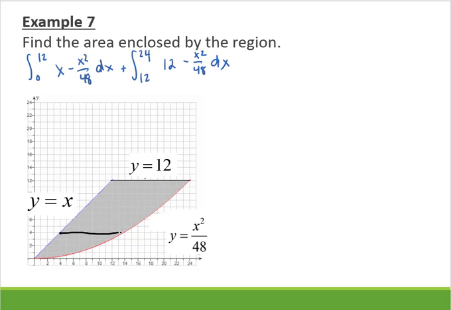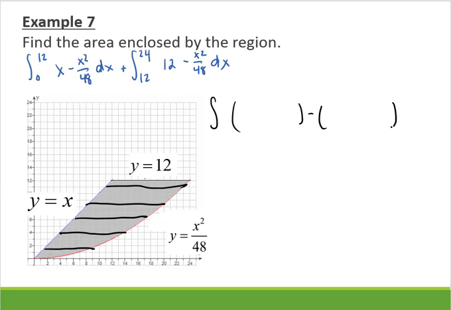So we want to do the integral of something minus something else dy. And we're going from 0 to 12, because those are the y values that are bounding our area. And remember, these equations need to all be in terms of y. So my rightmost function is y equals x squared over 48. I need to solve that. I need to get x equals.